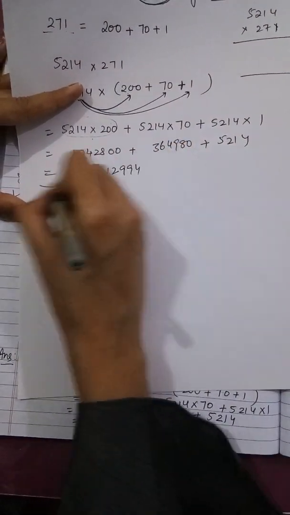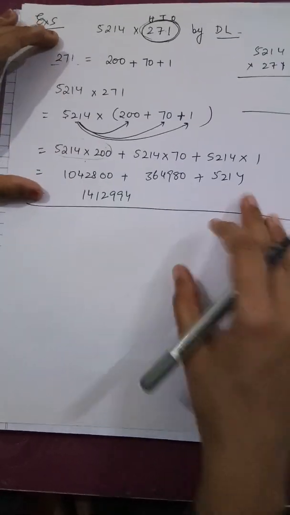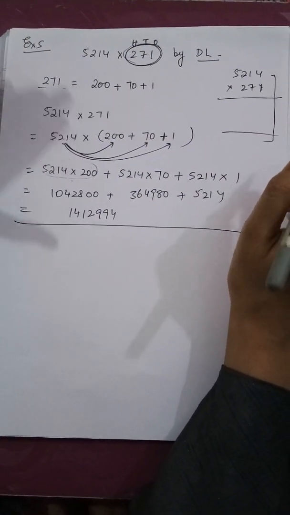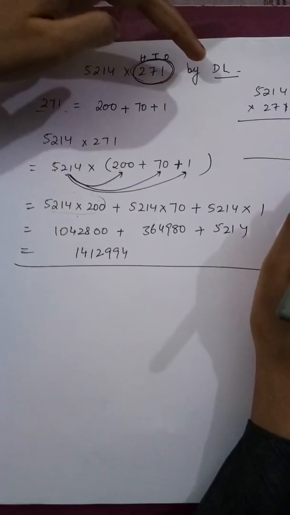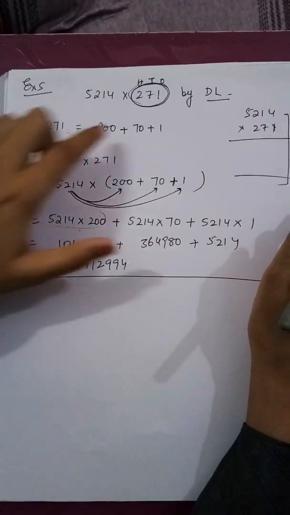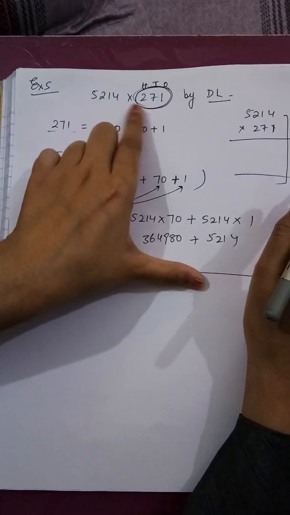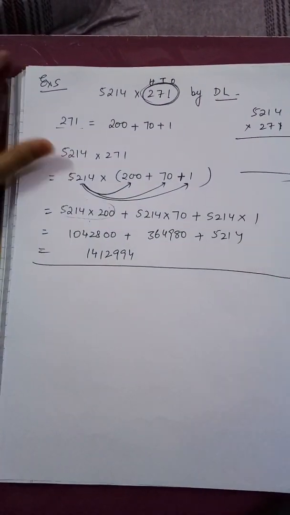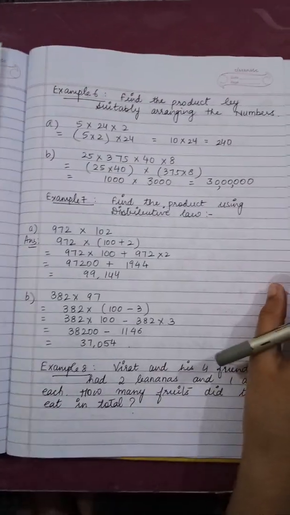Okay, so now what was the main purpose of doing this was, you can do the simple multiplication also like this, but if they are asking you to solve this by using distributive law, then you are going to firstly expand the number which is the smaller one among these two, then you are going to write like this. Okay, now let's move to example number 6.